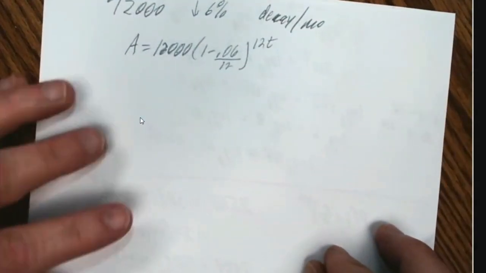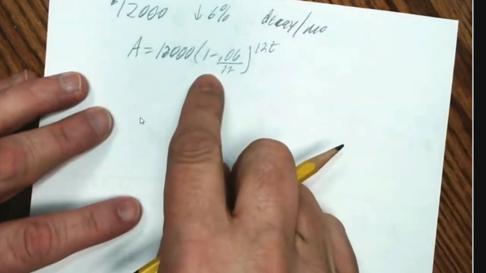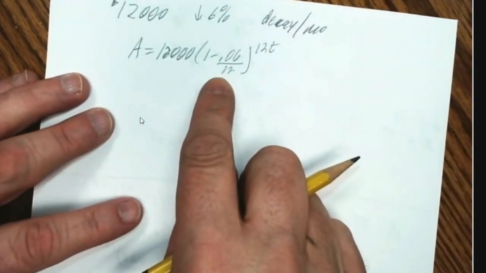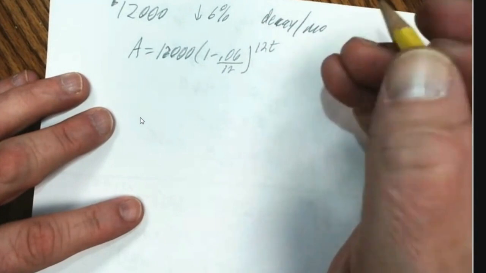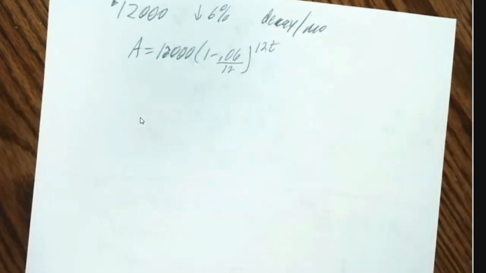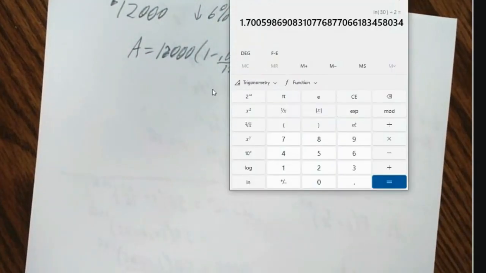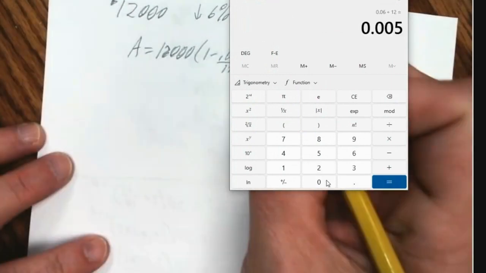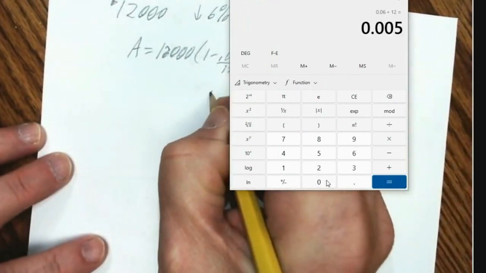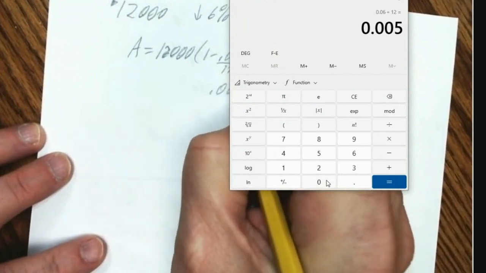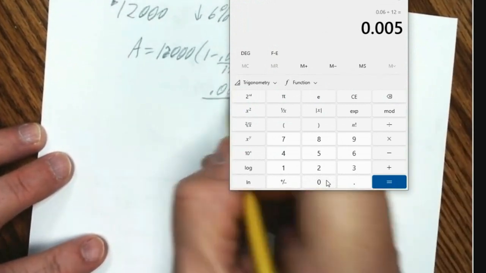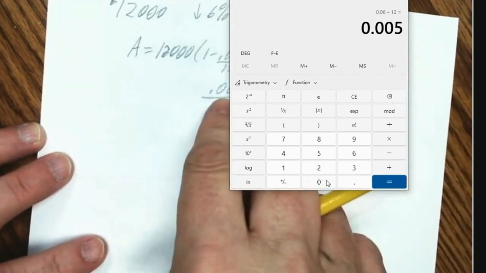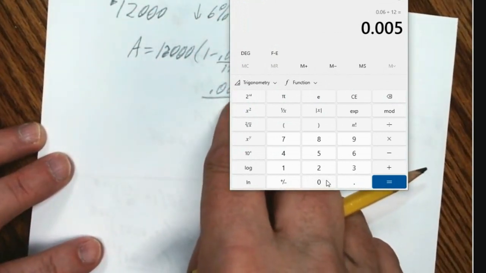and be 12T, but we just want to know per month. So if it's decaying per month, how much? Let's take the 0.06 and divide it by 12. 0.06 divided by 12. It's going down 0.005. Right? If it's going down 6% per year, it's going down 0.005 per month.